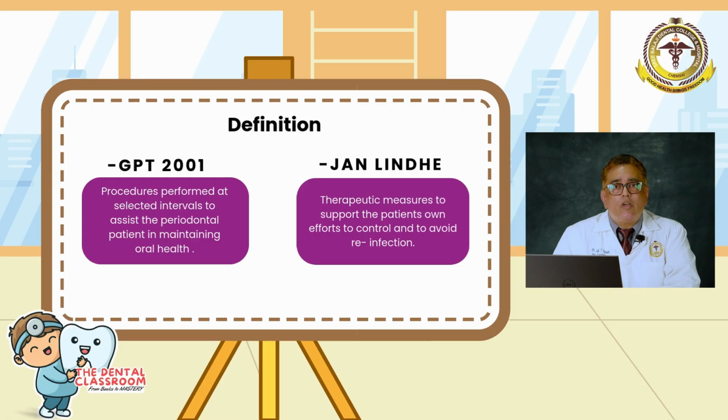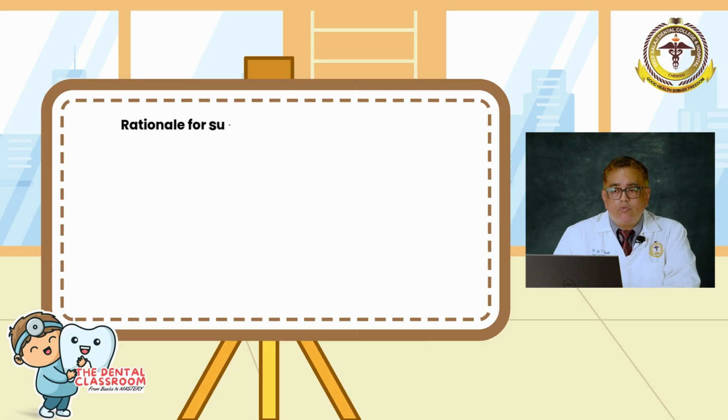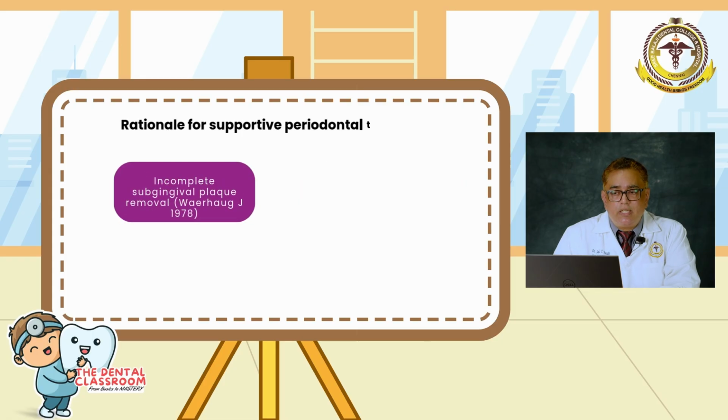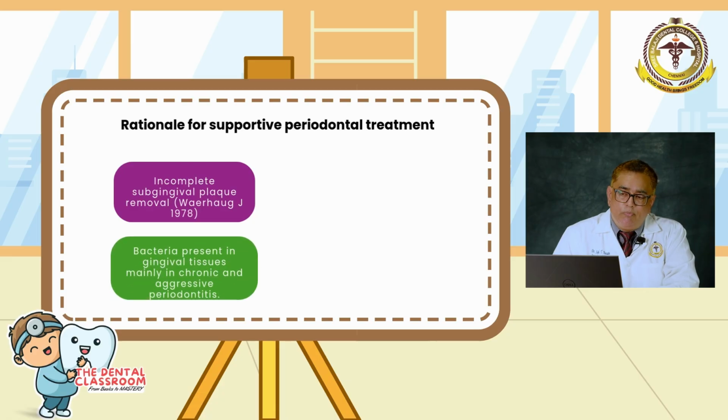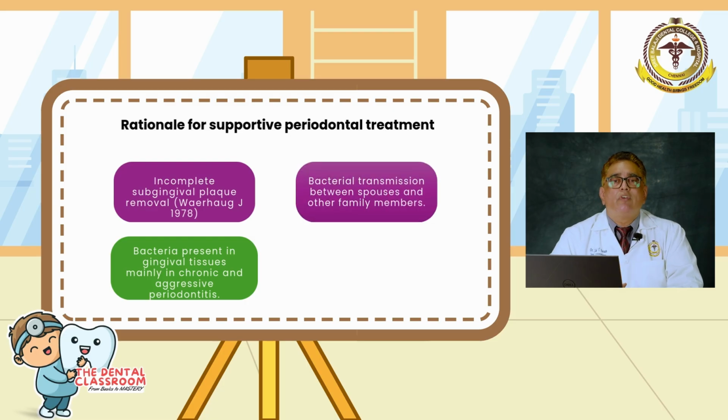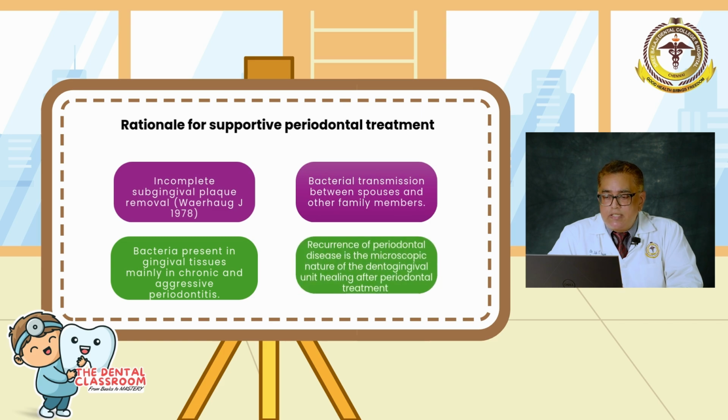What is the rationale of periodontal therapy? According to Von Herg and Jane, 1978, it is incomplete subgingival plaque removal, that is, the bacteria present in the gingival tissue, mainly in chronic and aggressive periodontitis, and bacterial transmission between spouses and other family members. Recurrence of periodontal disease is related to the microscopic nature of the dentogingival unit healing after periodontal treatment.